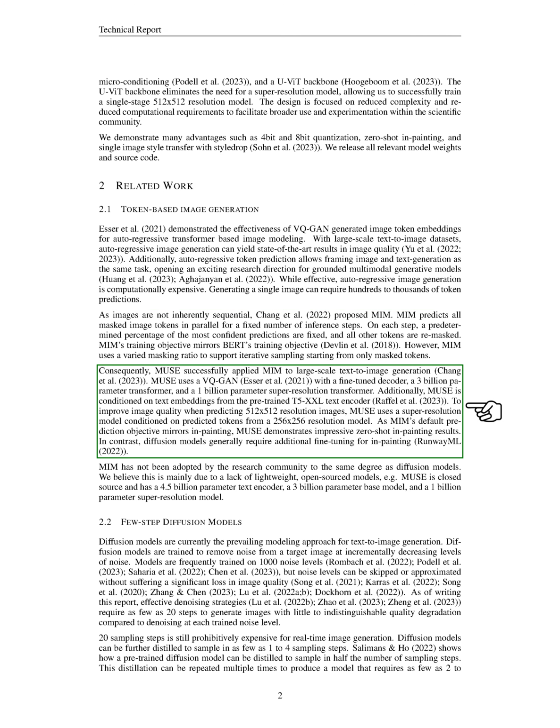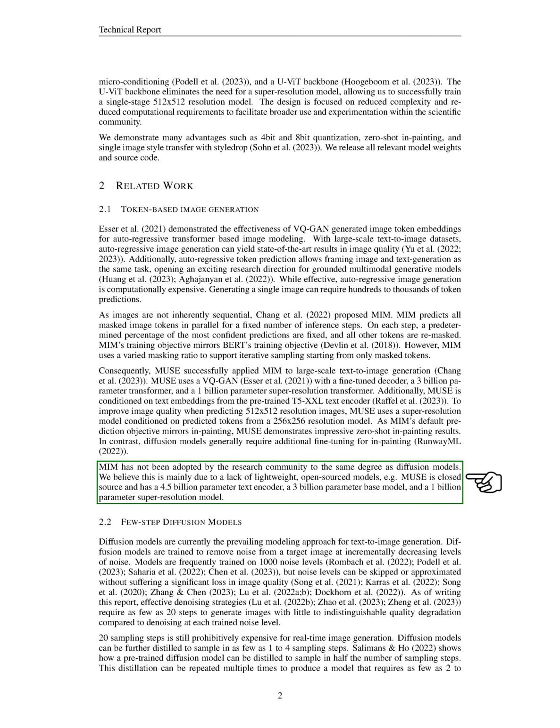MUSE successfully applied MIM to large-scale text-to-image generation. MUSE uses a VQ-GAN with a fine-tuned decoder, a 3 billion parameter transformer, and a 1 billion parameter super-resolution transformer. MUSE is conditioned on text embeddings from the pre-trained T5-XXL text encoder. To improve image quality when predicting 512 by 512 resolution images, MUSE uses a super-resolution model conditioned on predicted tokens from a 256 by 256 resolution model.